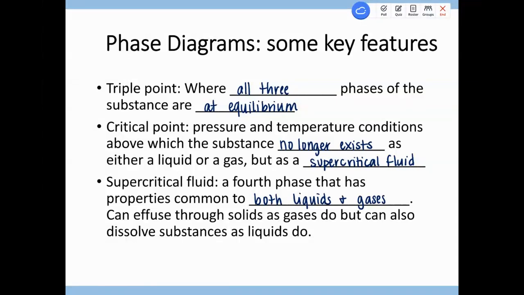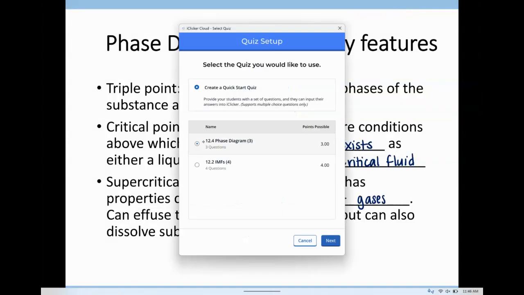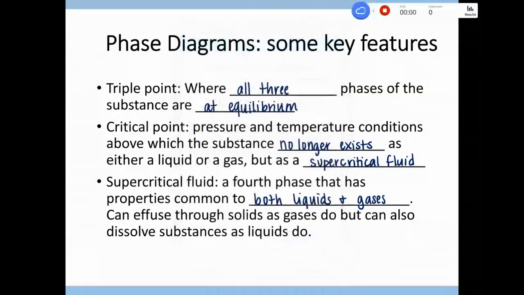All right, let's do this learning check here. So you have 3 iClicker questions related to the phase diagram. It's just a generic phase diagram that's on the next slide. Identifying phases in different regions, where solid and gas are in equilibrium, so which line, and then which arrow, in the 3rd question, points to the normal boiling point of that substance.